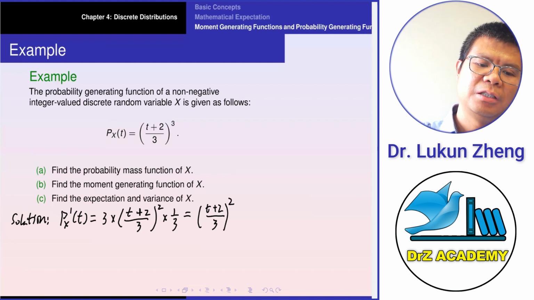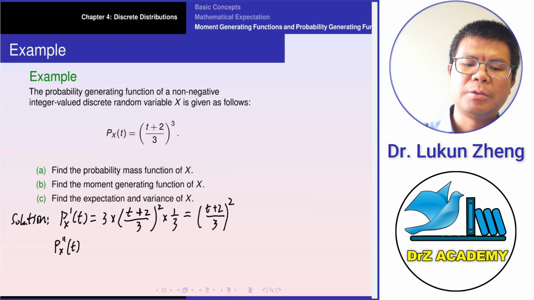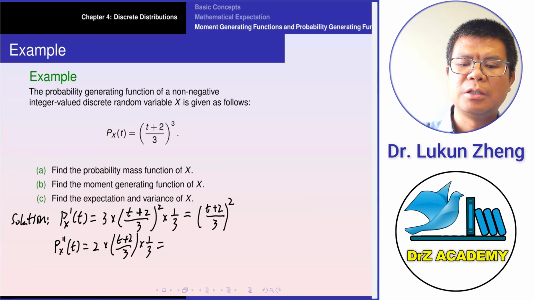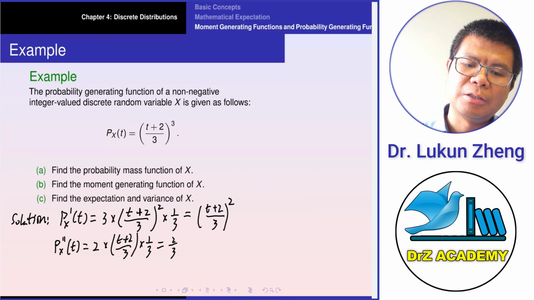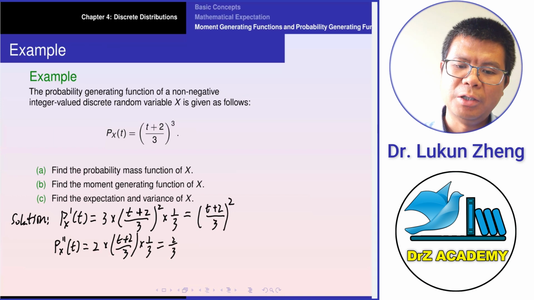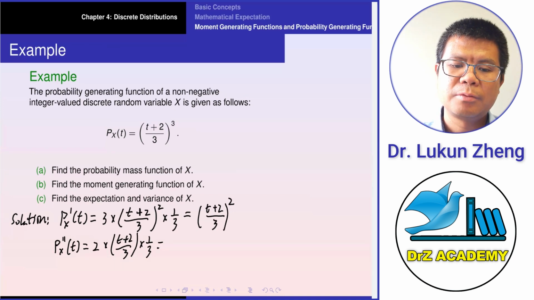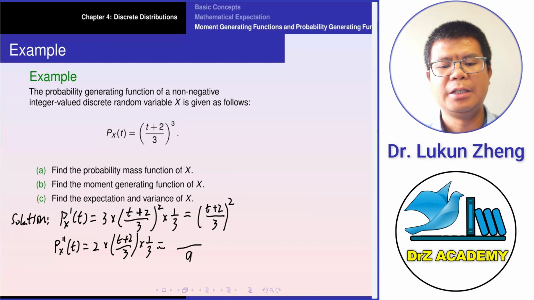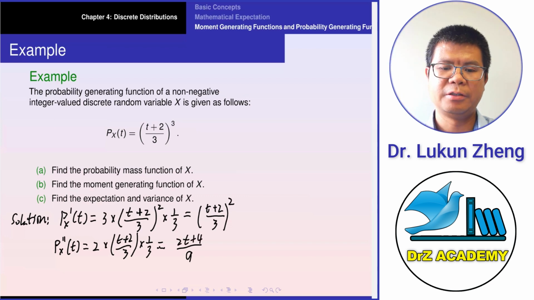And then you can find the second derivative, which is 2 times t plus 2 over 3 times 1/3, which is 2/3, times this one. So we can write it down in one, so it equals 2 over 9 times (3t plus 2)... okay, so that's going to be the second derivative.